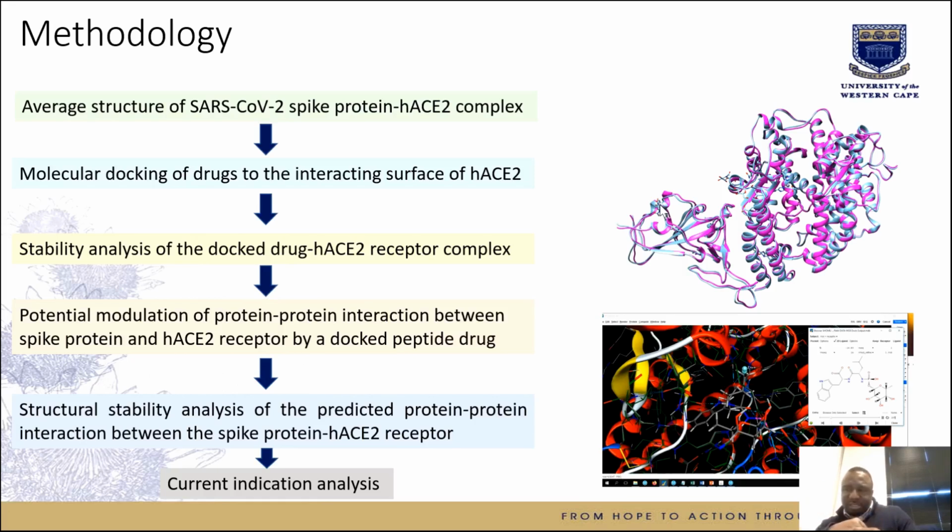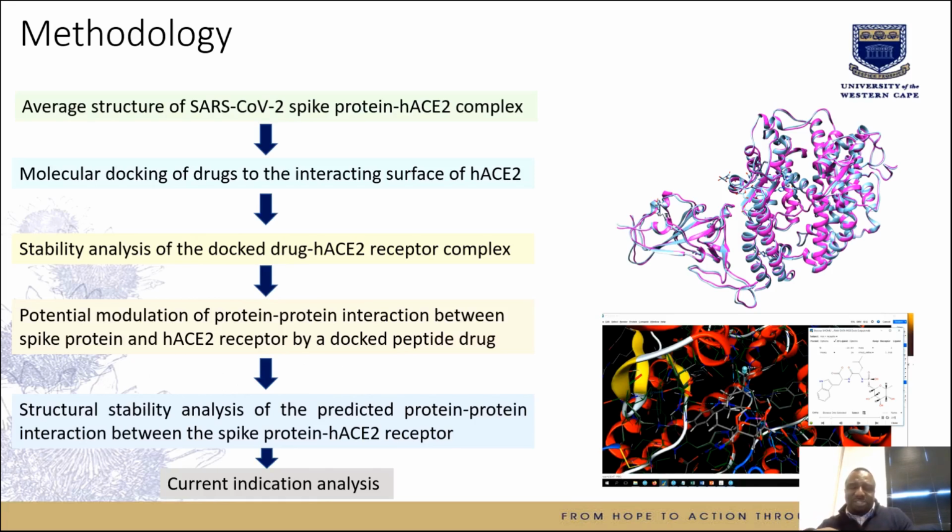Previously, I've done an initial screening of the whole DrugBank against a related coronavirus. So what I did was I took the top 1,000 or so compounds from that initial screen, and I screened that against this spike protein. Thirdly, we looked at the stability of the drug and the HACE2 receptor or enzyme complex to see how stable that interaction is.